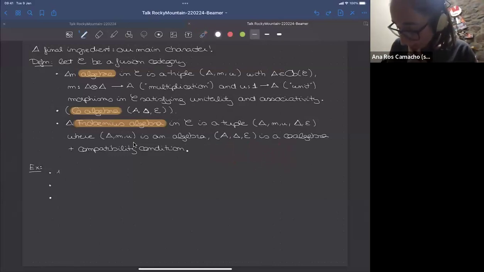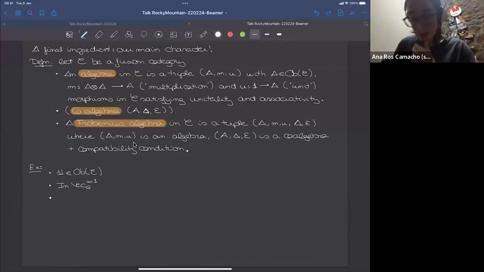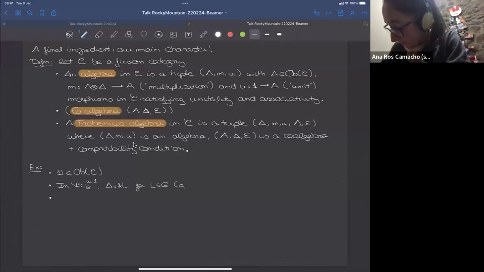Examples. The easiest case I can give you of a category is just the unit category. That's the easiest thing. And as I was mentioning in the introduction, Vec_G, and I'm setting the cocycle to be the identity, simply, sorry, it should be e, 1. A possible algebra in here is just a group algebra, for L a subgroup of G.